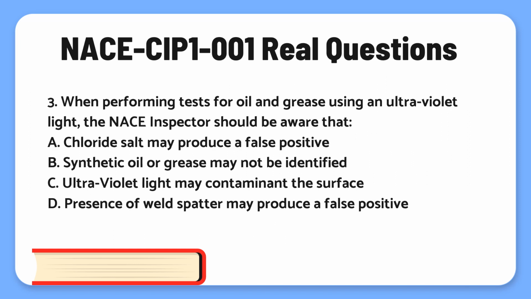3. When performing tests for oil and grease using an ultraviolet light, the NACE inspector should be aware that A. Chloride salt may produce a false positive. B. Synthetic oil or grease may not be identified. C. Ultraviolet light may contaminate the surface. D. Presence of weld spatter may produce a false positive.